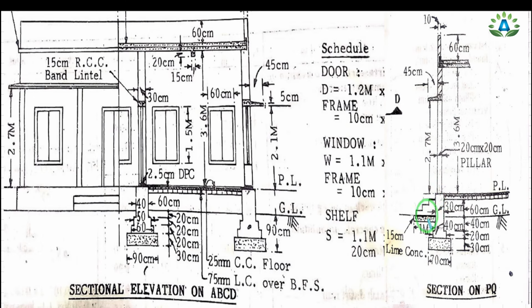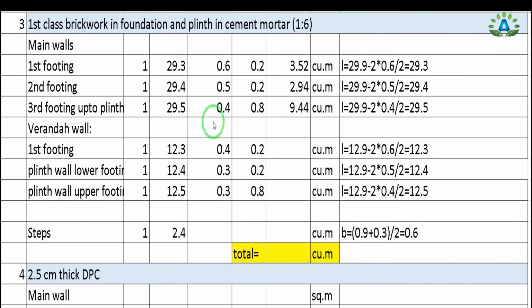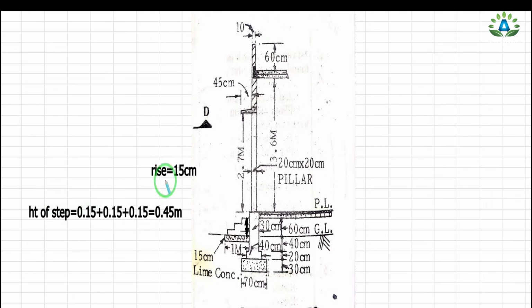Since we have two different widths, we need to take the average of these two. So our width will be 0.9 plus 0.3 whole divided by 2. So the width is 0.6. We have the riser of 15 centimeter. It means that this portion is 15 centimeter, this is also 15 and this is also 15. So the total height of the step will be 0.45 meter.